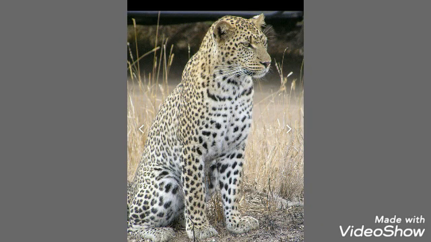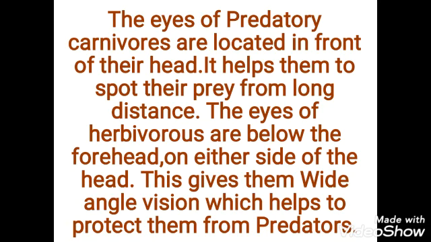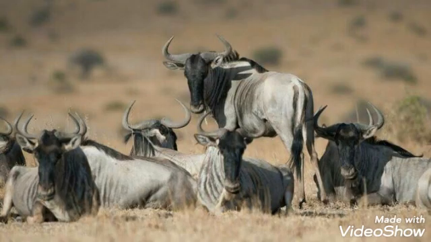The eyes of the herbivorous are below the forehead on either side of the head. This gives them wide-angle vision which helps them protect themselves from the predator. Their legs are long and tapering with strong hooves, which enables them to run fast, taking long leaps.